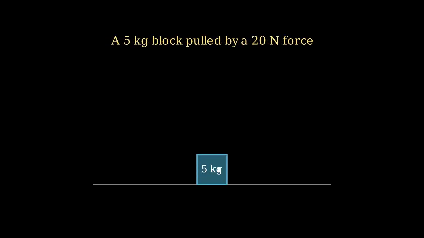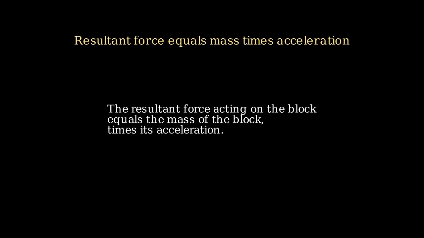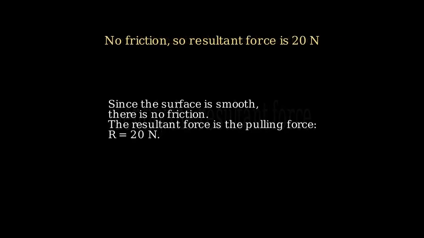A block of mass 5 kilograms is pulled along a smooth horizontal surface by a horizontal force of 20 newtons. Step 1. State Newton's second law as a sentence. The resultant force acting on the block equals the mass of the block times its acceleration. Step 2. Identify the resultant force. Since the surface is smooth, there is no friction, so the resultant force is simply the pulling force, 20 newtons.